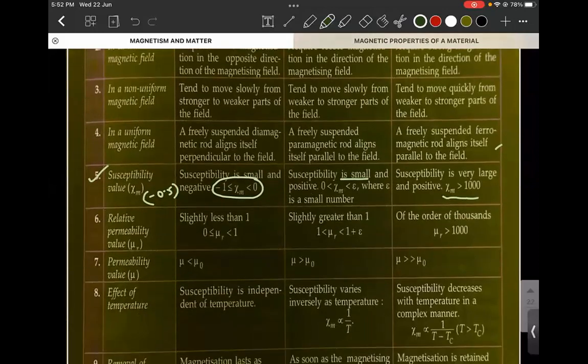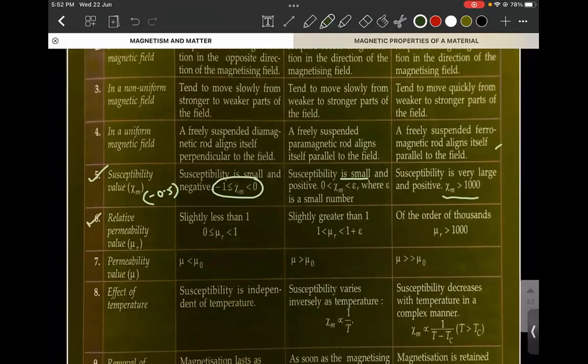Similarly, if you talk about relative permeability, then the relative permeability for a diamagnetic substance lies somewhere between 0 to 1. Whereas for a paramagnetic substance it lies somewhere between 1 and a very small value above it. Whereas for a ferromagnetic substance, the relative permeability is greater than 1000. For this one, everything is high only, ferromagnetic substance.